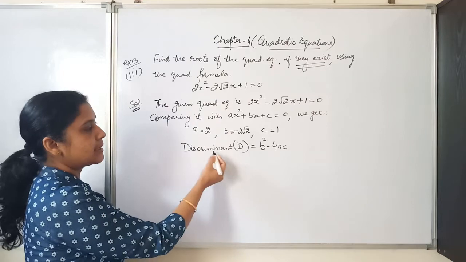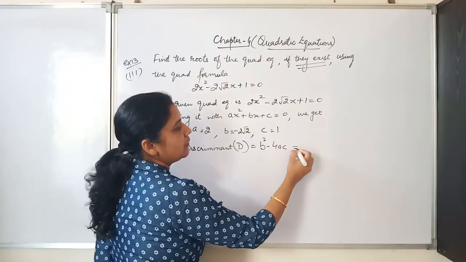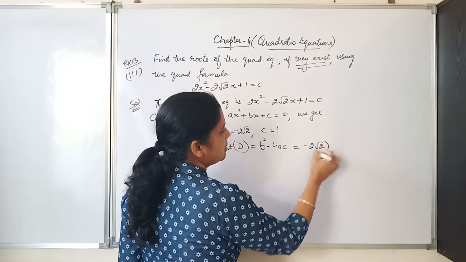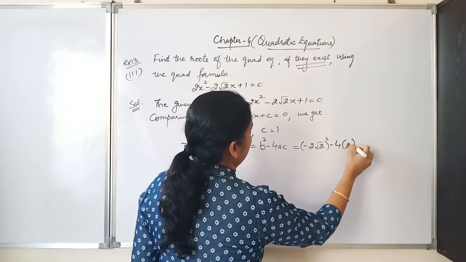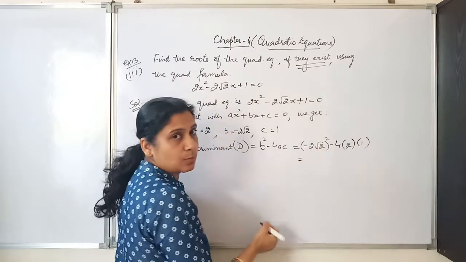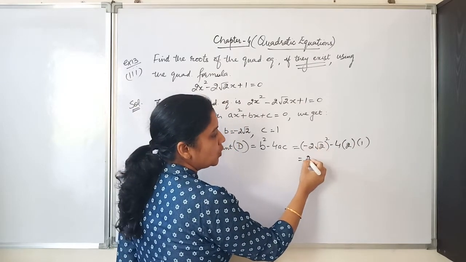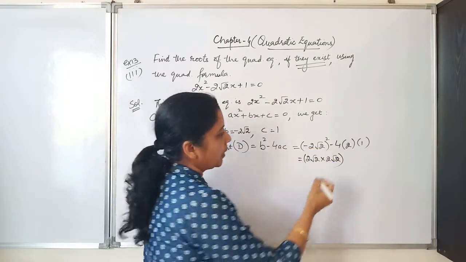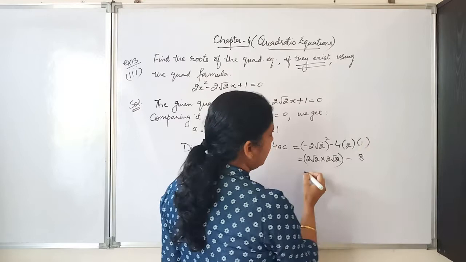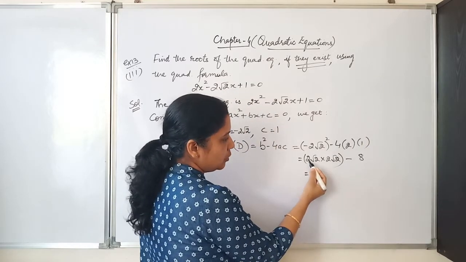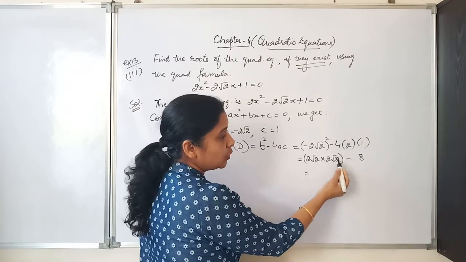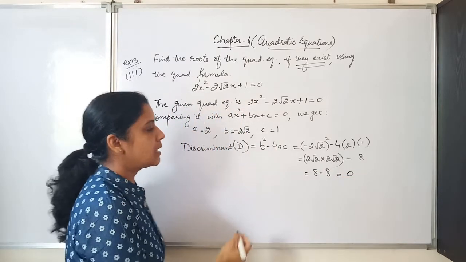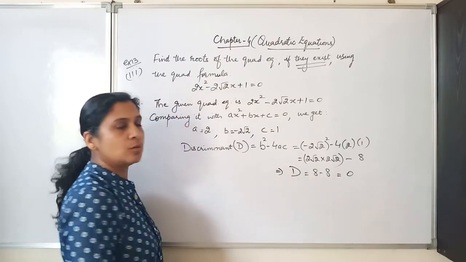Let us solve for discriminant D by using the formula b square minus 4ac. Let's put down the values. Negative square is positive. (2 root 2) square, that is 2 root 2 into 2 root 2, minus 4 2s are 8. Here I am going to solve this. 2 2s are 4, 2 into root 2 into root 2 is 2, 4 2s are 8. So this gives us D is equal to 0.